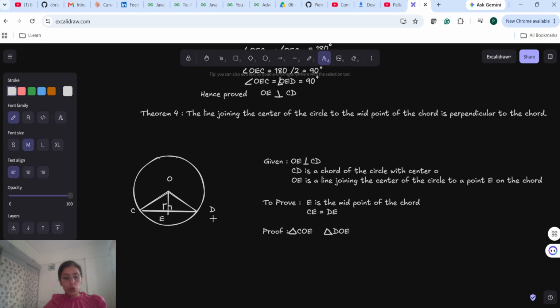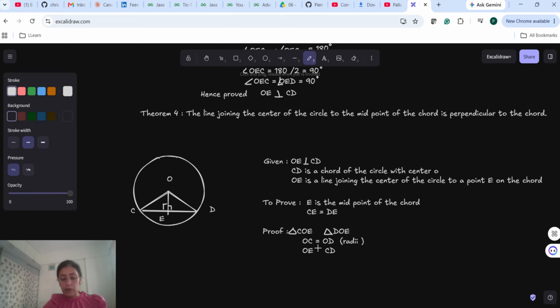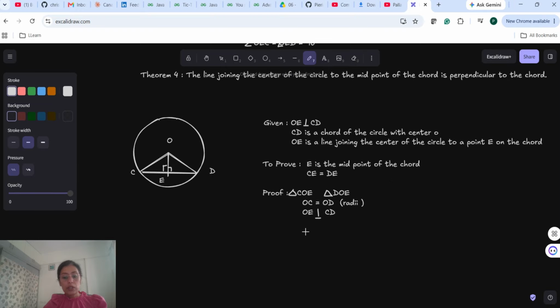OC is equal to OD, right? Let's write it here. OC is equal to OD. These are the radii of the circle. So that is why OC is equal to OD. What else do we know? We have been given that OE is perpendicular to CD, which means OE is at a right angle to the chord CD.